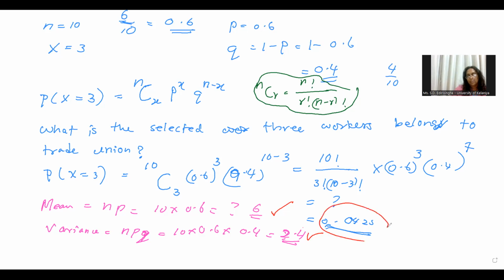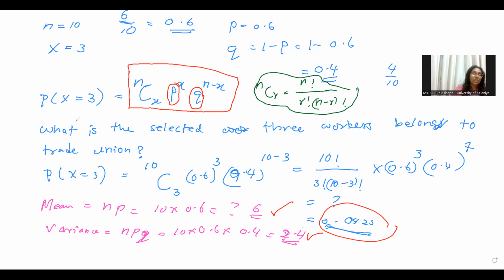The answer here is 0.0425. So hope that you are okay with what I am explaining here regarding a binomial distribution. There are two situations we can see: getting success and getting failure. So success probability representing p and failure probability representing q. And also this is the formula that we are using to find respective probabilities.